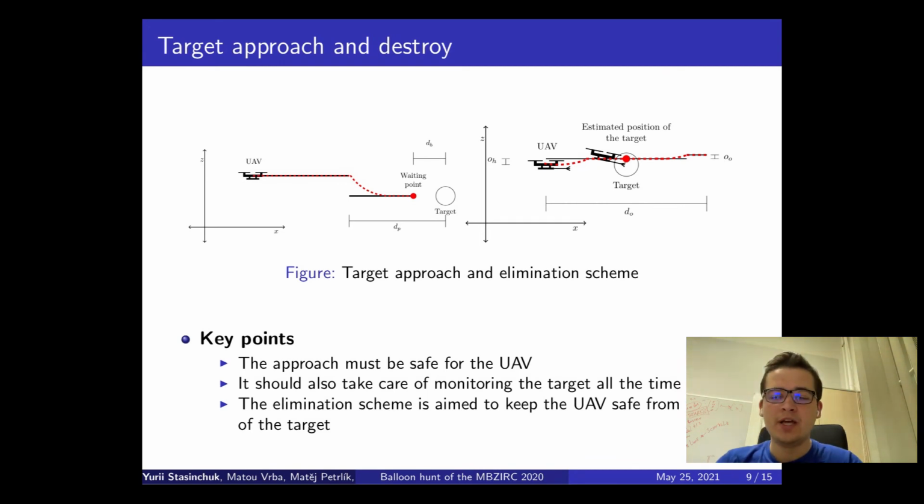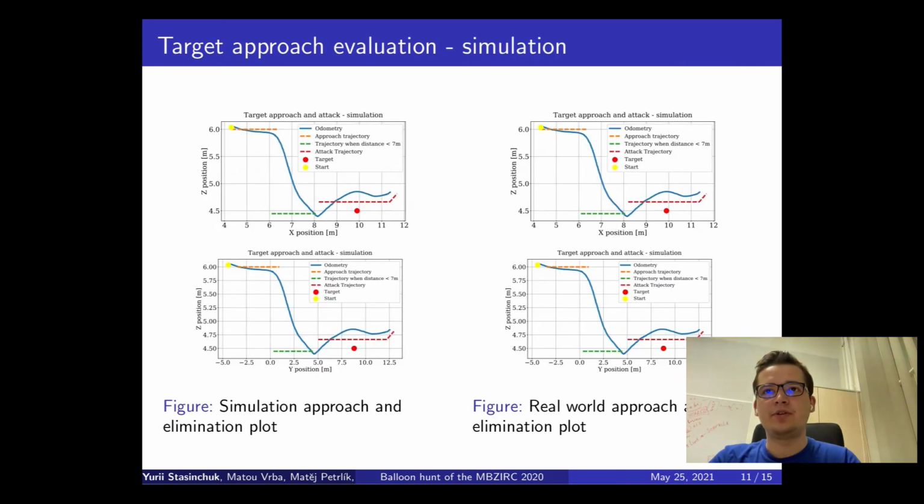We then initiate the elimination trajectory, which is aimed so that the UAV points to the center or top part of the target with the needles, but not with the props. The props will be higher than the target, which lowers the chances of the UAV hitting the balloon with the props. On the plots you can see how the approach we designed for target approach and elimination is performed. The two sets of plots, a simulation on the left and a real flight on the right, look very similar to the approach that we designed.